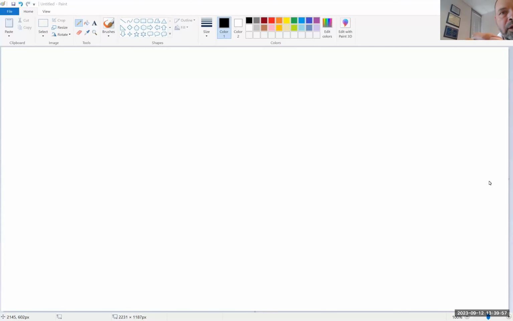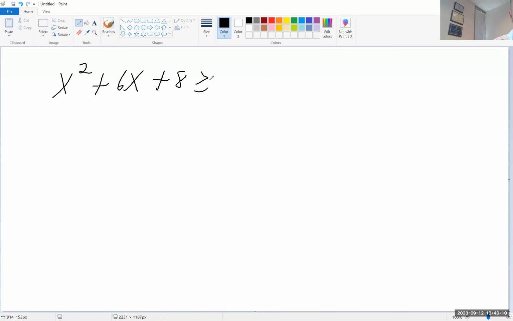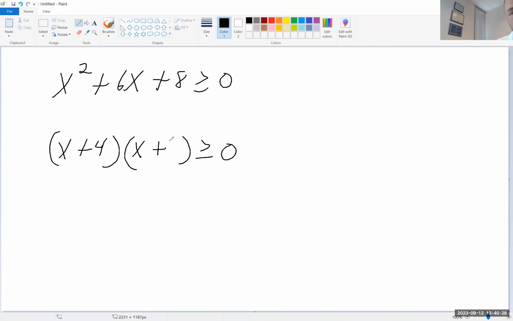Okay, we're going to solve a quadratic inequality that says x squared plus 6x plus 8 is greater than or equal to 0. So what we are going to do is factor the left side, and we get x plus 4 and x plus 2. And we're going to go ahead and solve. We're going to set these equal to 0 and solve.